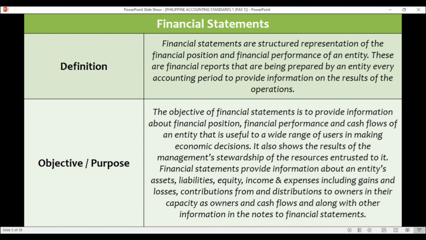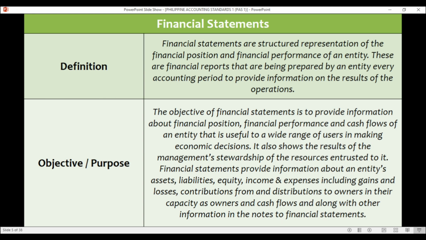Financial statements. Okay. Na-mention na that PAS 1 is for presentation of financial statements. So how can we prepare financial statements if we do not know what are financial statements? So to define, financial statements are structured representation of the financial position and financial performance of an entity.